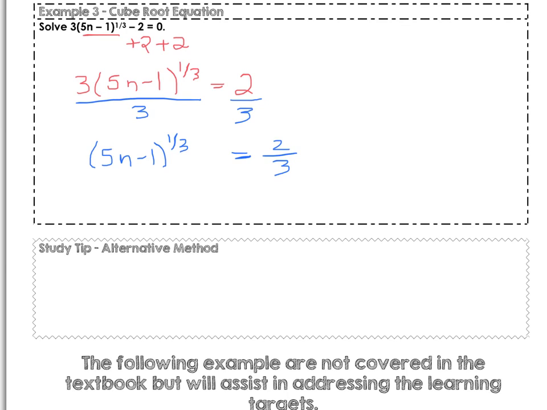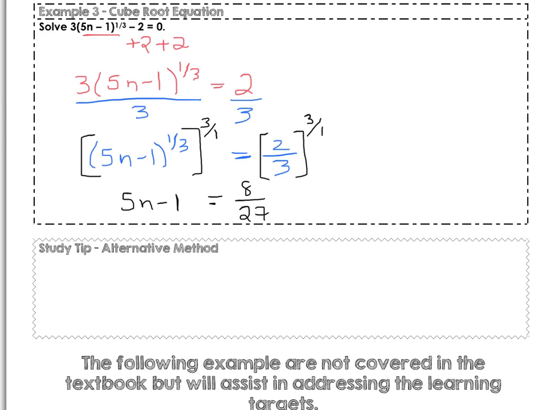Now, to get rid of this exponent of 1/3, the only thing I can do is raise it to another power. And the power that I'm going to raise it to is its reciprocal. The reciprocal of 1/3 is 3 over 1. So I want you to make a little mental note here. In any scenario of a rational exponent, always raise the power to its reciprocal. Okay? So in this case, we're just cubing both sides. So now we have 5n minus 1 is equal to 2/3 to the third power. Well, 2/3 to the third power is going to be 8 over 27.